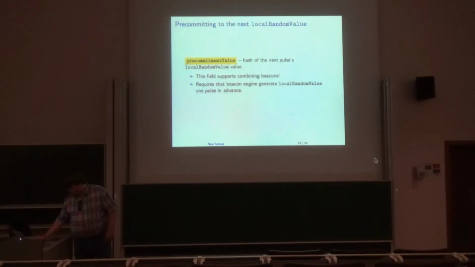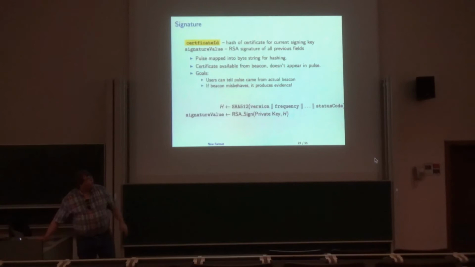So we also have a signature, which is what you would expect. It's an RSA signature. And we have a certificate. And so in the new format, every pulse will carry the hash of the certificate that it's using to bind that together with the data in the pulse.